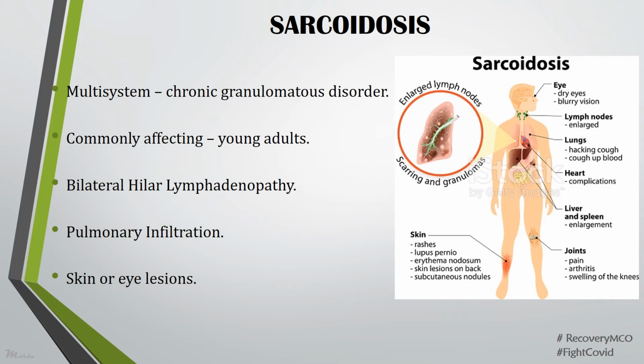This disease involves the pulmonary organs such that it results in infiltration. Additionally, skin or eye lesions may also be seen, such that it causes dry eyes, blurry vision, rashes, lupus-like lesions on the skin.